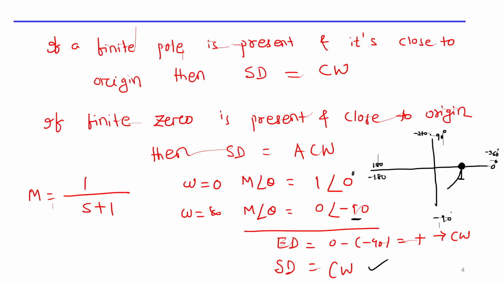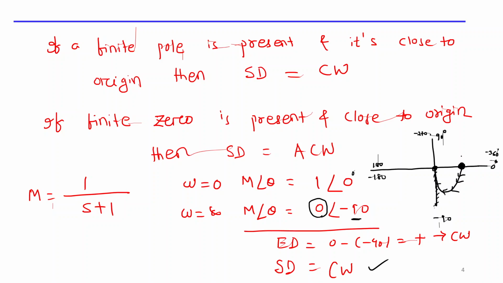Minus 90-degree angle means this line. This line is the minus 180-degree line, minus 90-degree line. And where you have to reach, you have to reach at a magnitude of 0. So how can you start, how can you reach? You have to start like that, and you have to go parallel to the minus 90 and reach the 0 at this point. So this is your polar plot for this system.